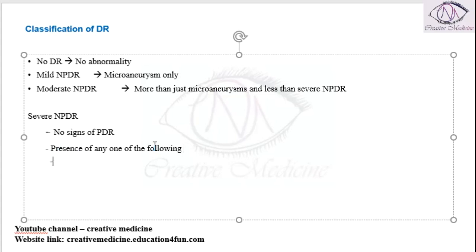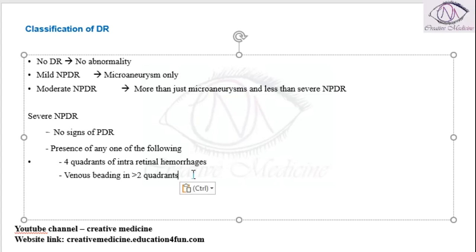What are they? Intraretinal hemorrhages should be present in at least 4 quadrants. Okay, intraretinal hemorrhages in 4 quadrants. Then venous beading should be present in at least 2 quadrants, and intraretinal microvascular abnormalities should be present in at least 1 quadrant.